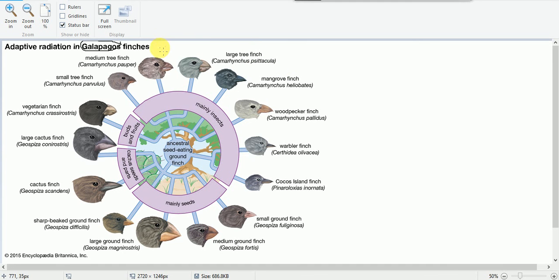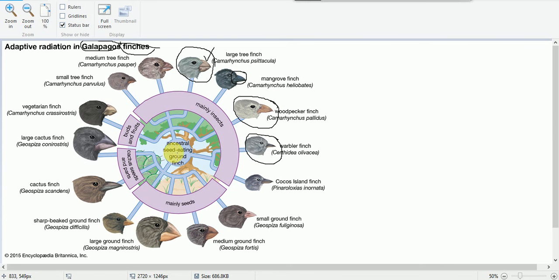And these finches are a kind of small songbird. Due to having these different environments, see the beak, that is the mouth. A horny projecting mouth of a bird is developed due to different environmental conditions. See here, the large tree finch, then this is the mangrove finch. So all these types or shapes of beaks are developed due to having different environmental conditions.